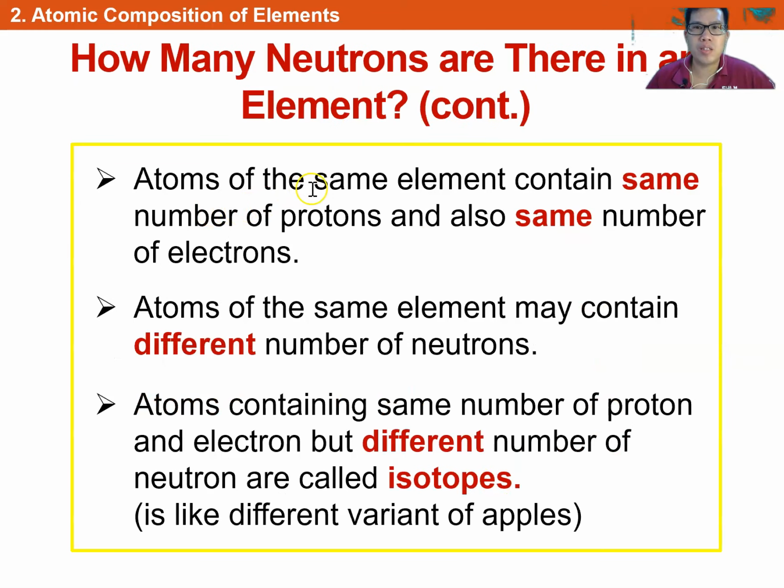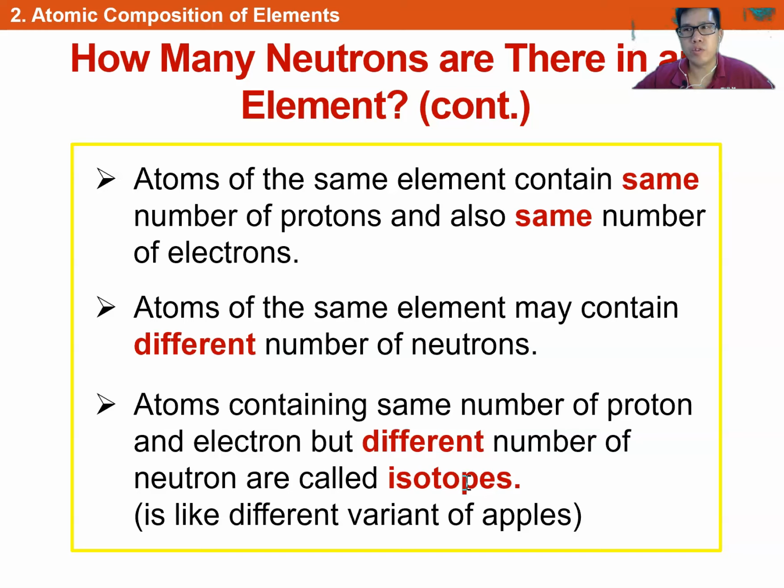Okay, atoms of the same element contain the same number of protons and the same number of electrons, but they can have a different number of neutrons. Atoms containing the same number of protons and electrons but a different number of neutrons we call isotopes. Like for example, there are isotopes of hydrogen.